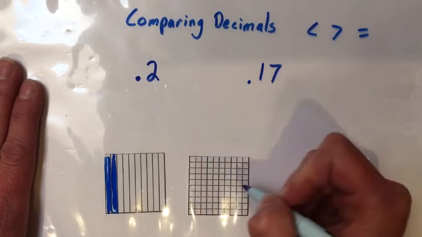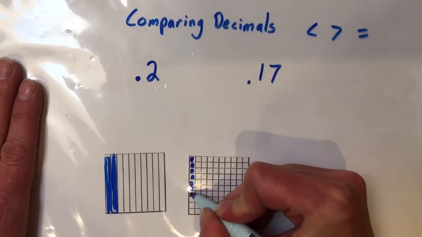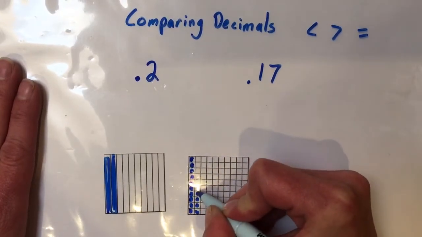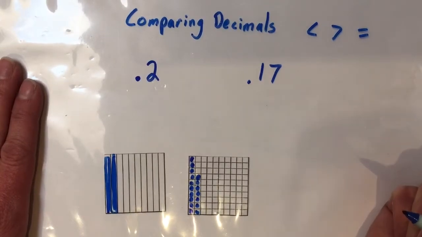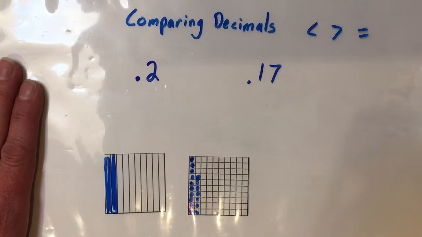17 hundredths would be 17 of these little boxes. 1, 2, 3, 4, 5, 6, 7, 8, 9, 10, 11, 12, 13, 14, 15, 16, 17. So while these two numbers are close, 17 hundredths is actually a smaller amount of the box than 2 tenths.